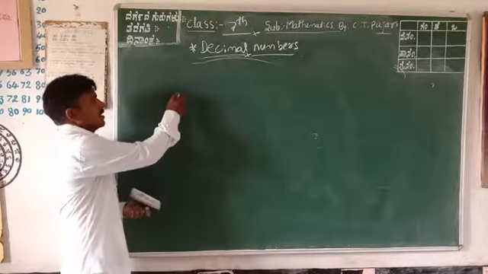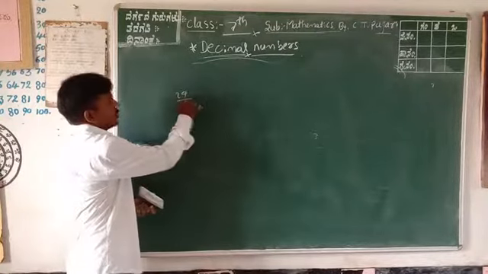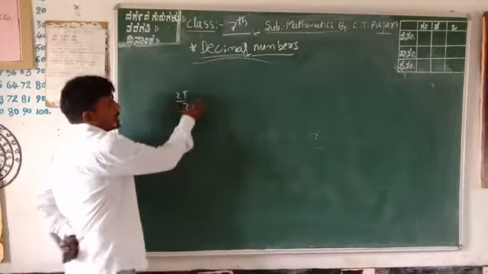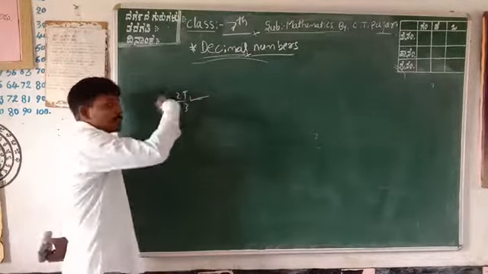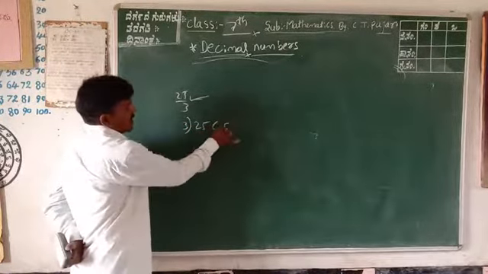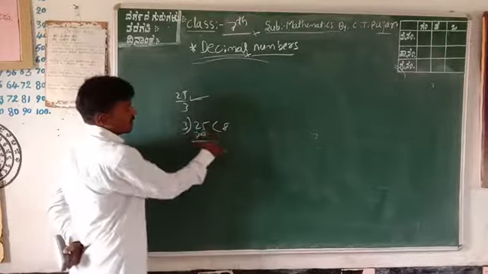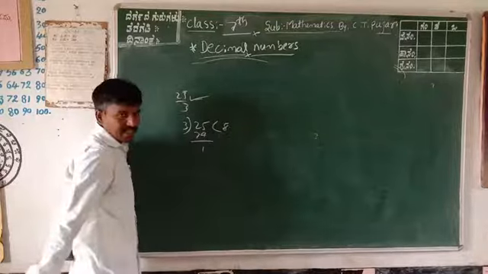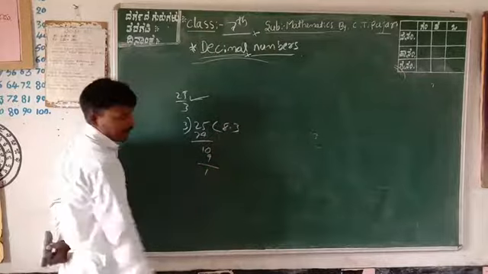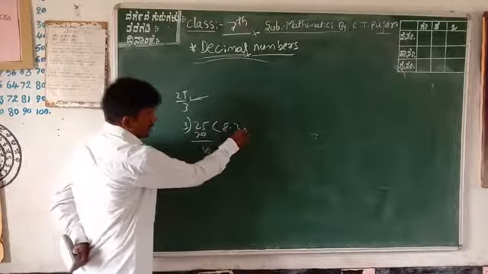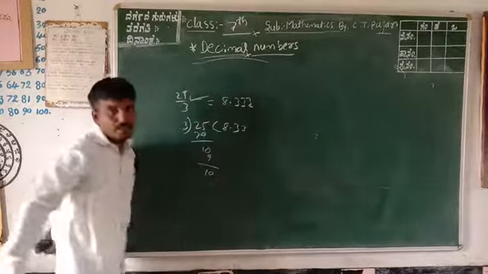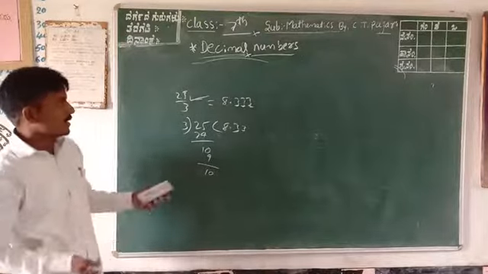For example, 24 divided by 3. Otherwise, fractions: 25 divided by 3. This is one fraction. To convert a fraction, use the division method. 25 divided by 3. 3 8s are 24. The remainder is 1. You put a 0 and the point. 3 3s are 9. Again the remainder is 1. Again 0. 3 3s are 9. The answer is 8.333. This is your decimal number.